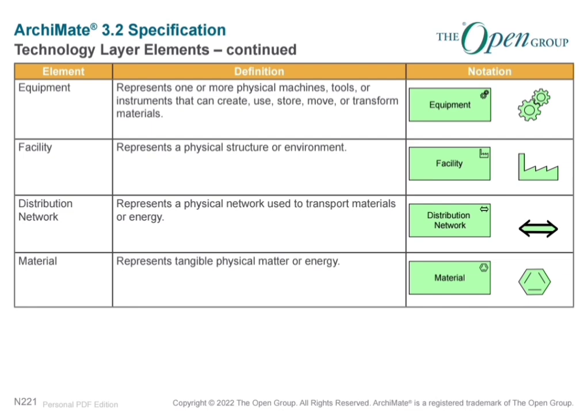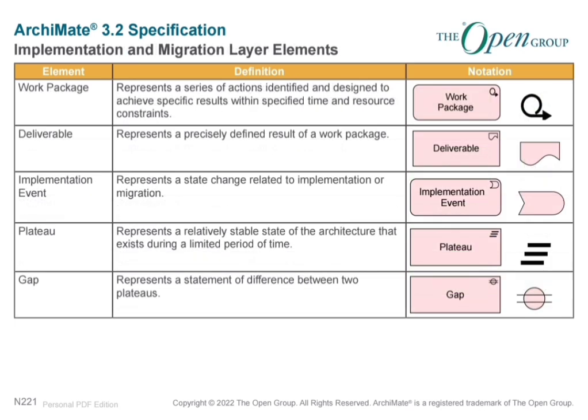Exactly. And finally, Archimate includes a layer specifically for managing change, the implementation and migration layer. How we get from here to there. Pretty much. This layer focuses on the actual work of transformation, like projects and programs. Elements include work package, a defined chunk of work producing results. Like a project task or phase. Could be, yeah. Deliverable, the actual result of a work package. An implementation event, a significant state change, like a go live or a key milestone.